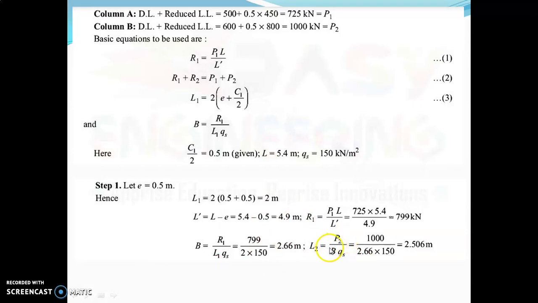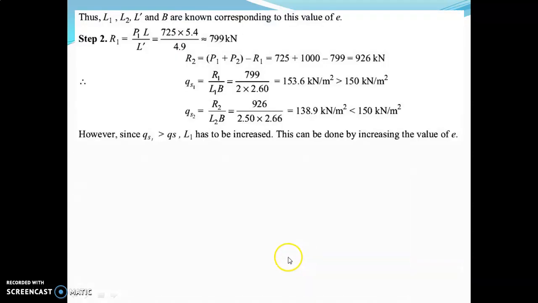So what is P2? That is 100. Okay. So 1000 divided by B is 2.66 into QS, that is 150. So you get 2.506. Okay. So like this you can calculate what is L dash, what is R1, what is B and what is L2. Okay. Once you get that, you can now calculate what is R1.